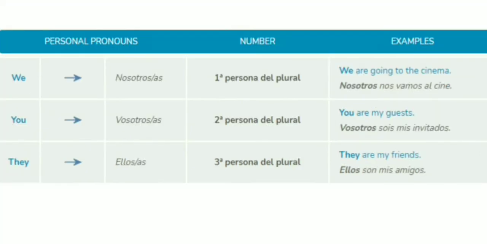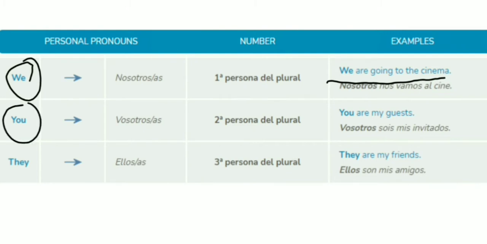Then in the plural personal pronouns we have first we, as the first person plural. For example, we are going to the cinema. Then we have you as a second person plural. For example, you are my guests. And finally, as a third person plural, we have they. They are my friends.